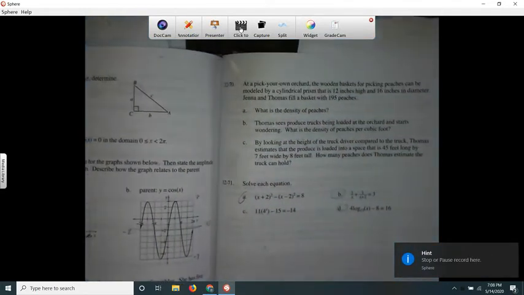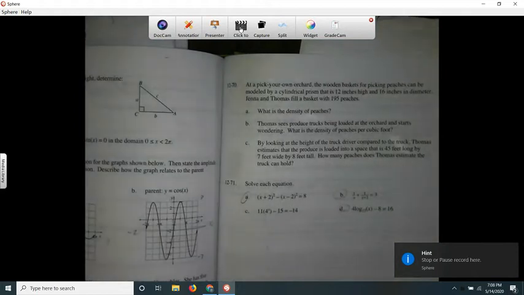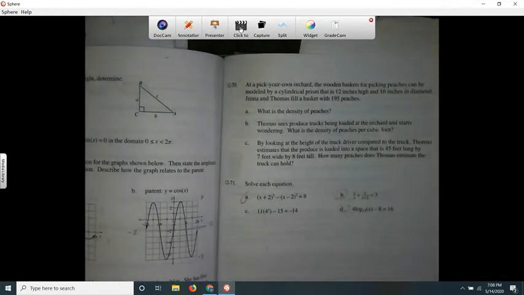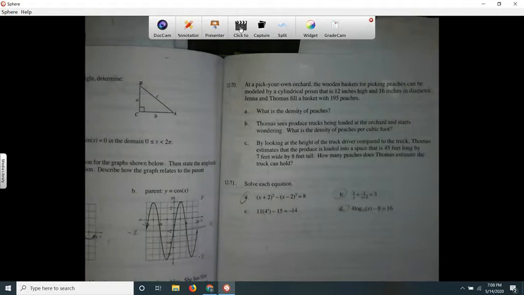Here's Integrated 3, problem 12-70. At a pick-your-own orchard, the wooden baskets for picking peaches can be modeled by a cylindrical prism that is 12 inches high and 16 inches in diameter. Jenna and Thomas fill a basket with 195 peaches. What's the density of the peaches?